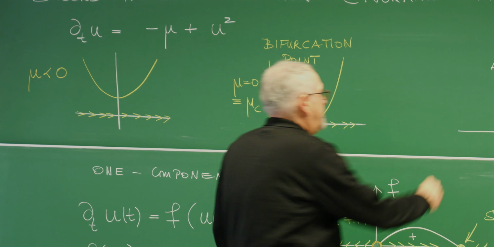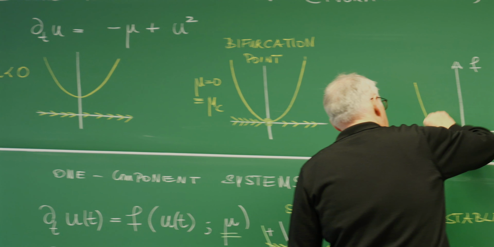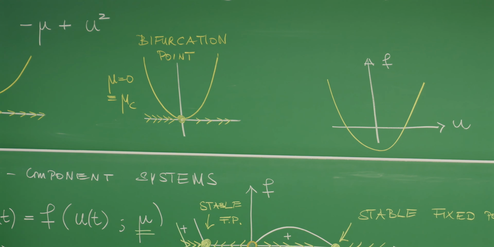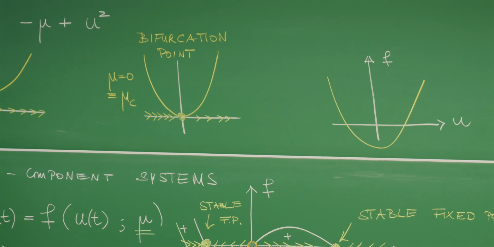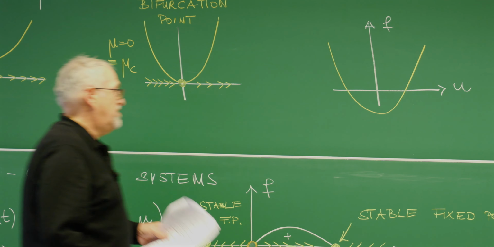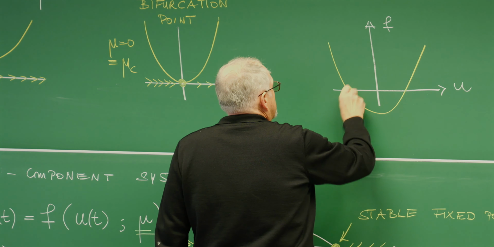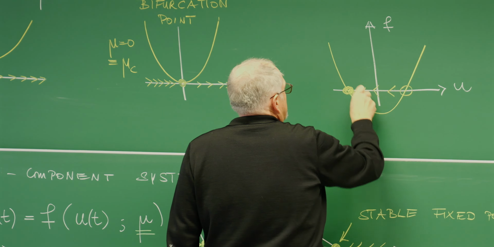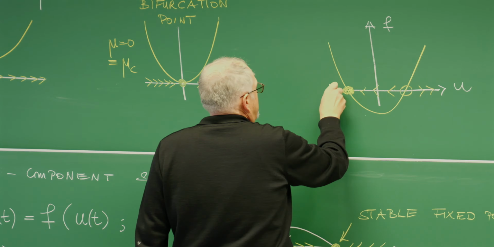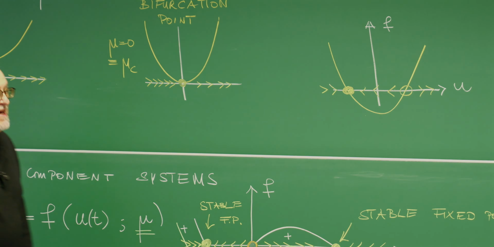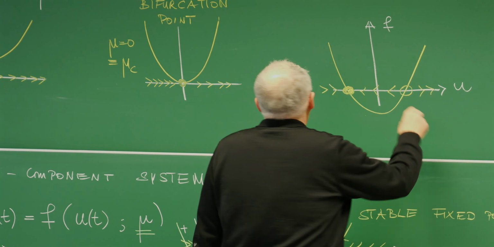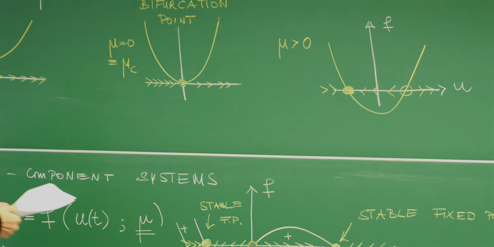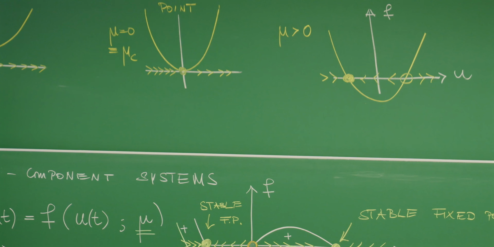And then we do have this scenario where we have the parabola being with its minimum below 0. And then we do have this here as a stable fixed point, and that here as an unstable fixed point. Okay? You can see this again from the signs. That is mu being positive, larger than 0. Okay, that's my graphical analysis.